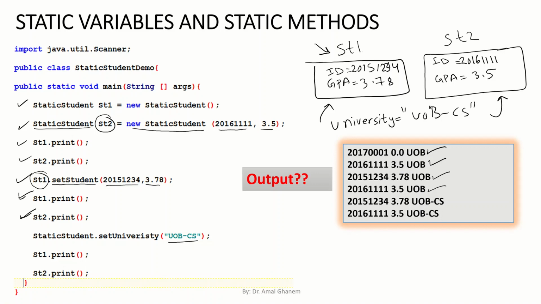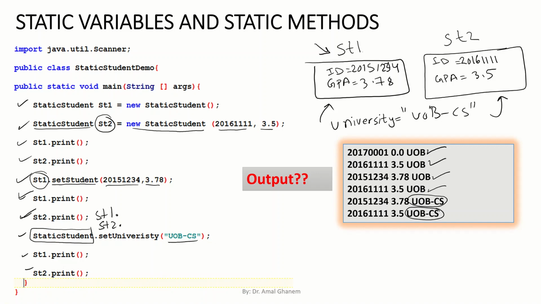This will happen whether you are calling using the class name, or by saying st1 dot, or by saying st2 dot. All of these three will do the same job. Now go and do the printing for st1 and st2. You will notice that both objects have the new university name, which is UOBCS. And of course, ID and GPA, they have their own ID and GPA.